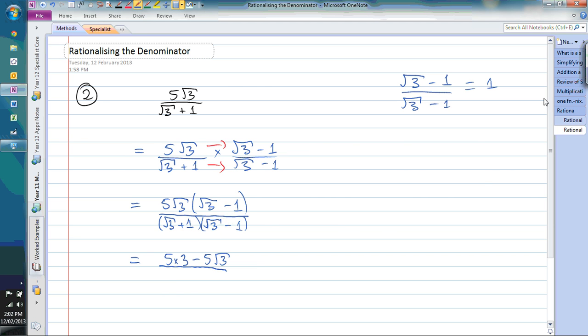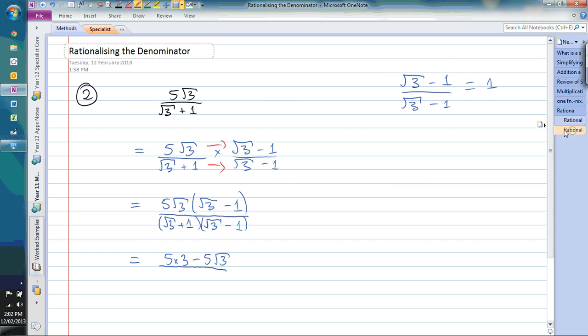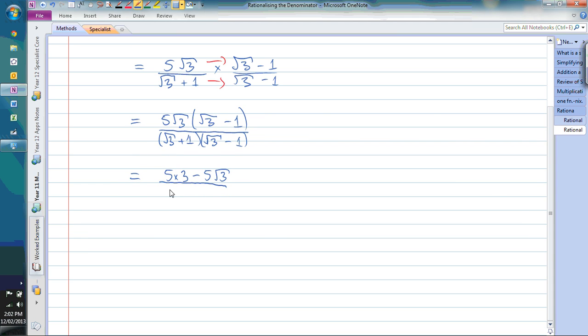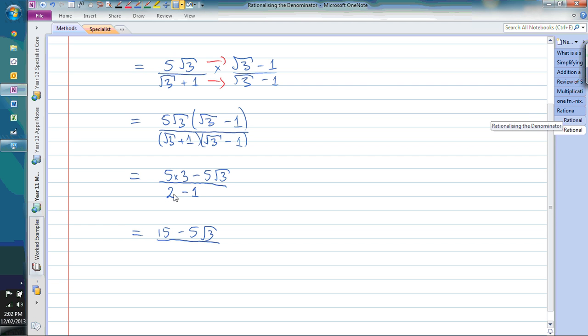On the bottom, we've already expanded this one back on the last page. I've done this multiplication and the answer was 2. You could do it in full again if you really wanted to, but I just want to get to the end of this problem. 5 times 3 is 15, minus 5 root 3, and I don't know what I've done there. This minus 1 shouldn't be there, because the end result of this is 2, of course. Sorry about that.